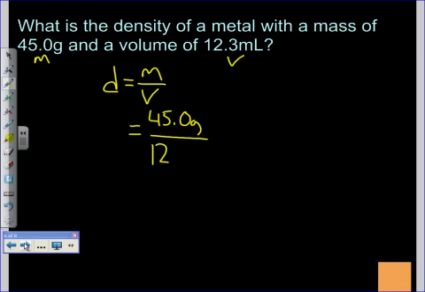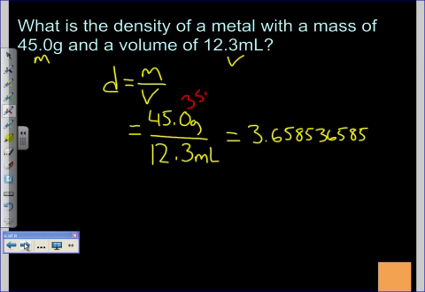45.0 grams over 12.3 milliliters. Then it's a matter of punching it in the calculator. When you punch it in the calculator, you get the usual big, giant, massive number, 3.6585365585. Okay, obviously that's not what we want to write down for an answer, so we go to sig figs.